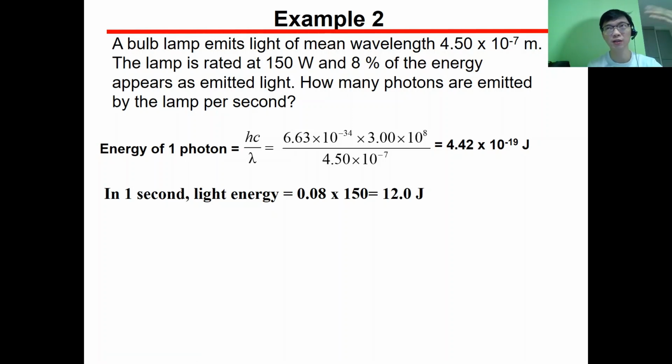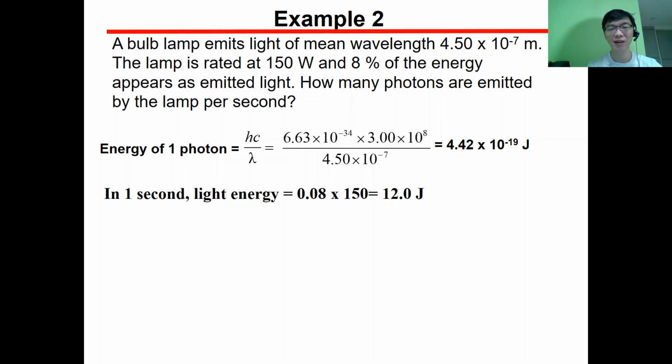It's 150 watts and it's only 8% efficient. The classical light bulbs are not very efficient. The modern LEDs are closer to 100%. So we use this for the classical light bulb. So 0.08, which is 8%, times 150. You have 12 joules worth of energy in 1 second.